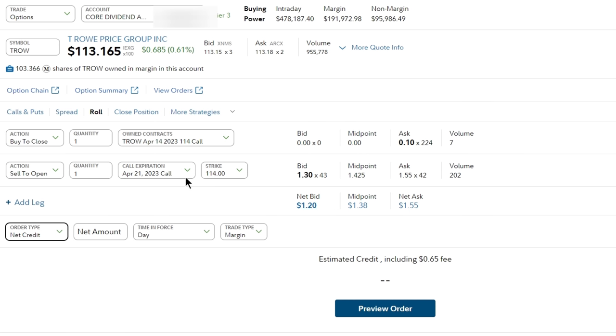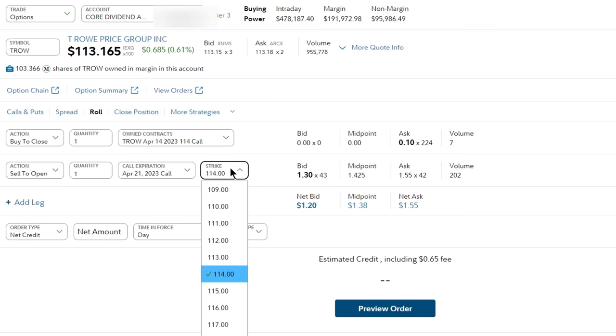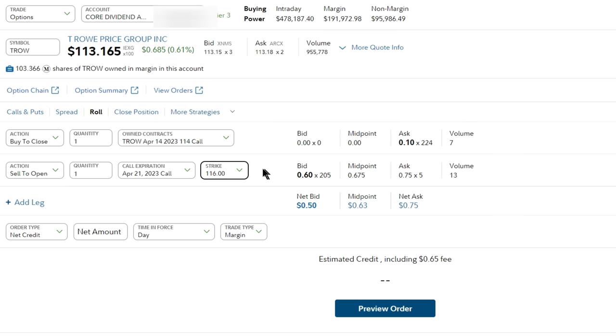Now, above and beyond rolling out, meaning to a later expiration, I can also roll up or down with respect to my strike price, meaning that instead of rolling just to 114, which would be pretty aggressive, I can instead say, not only am I gonna roll out 1 week to April 21st, but I'm also gonna roll up to a higher strike price, making it less likely that my option will get assigned next week in 7 days. So I could say, instead of selling at the 114 strike, I could sell at the 116 strike price. And you'll notice here that the market price has changed. Now I would collect somewhere between $50 and $75 if I wanted to roll out to the 116.